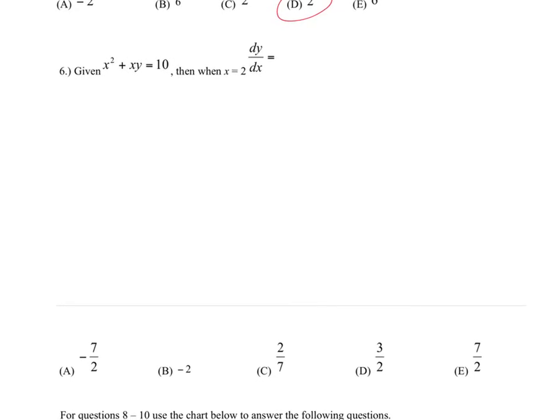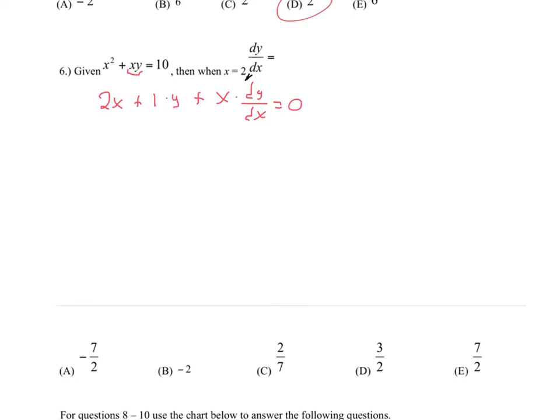If I were to rewrite this question, I would have put maybe a comma there. Then, when x equals 2, dy dx is equal to... the way the sentence should flow is, when x equals 2, what is the derivative? So if this is an implicitly defined function, let's take our derivative. The derivative of x squared is 2x plus, now we have to use the product rule, so the derivative of the first times the second plus the first times the derivative of the second, and then the derivative of that constant 10 is 0.